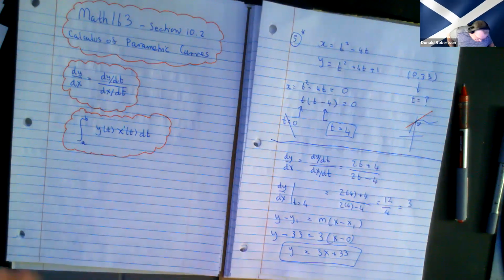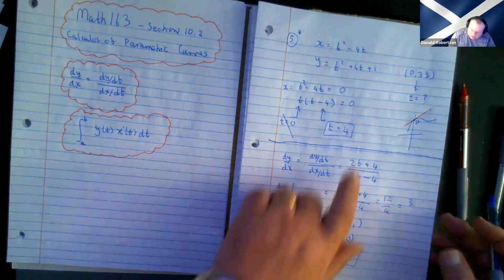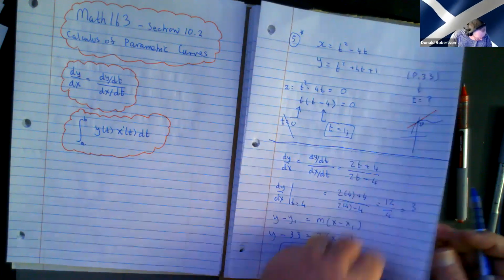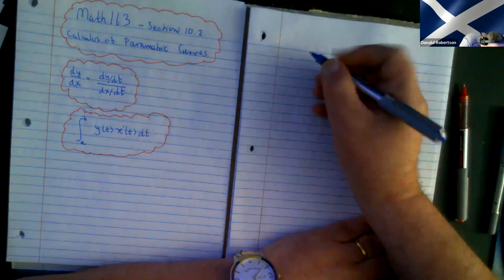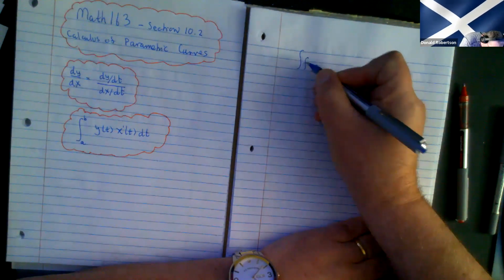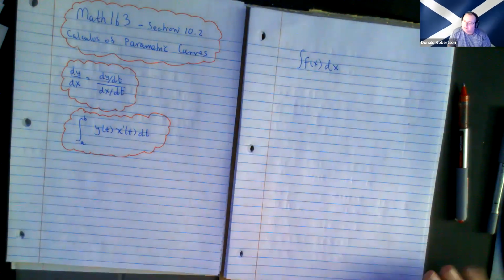Now, to explain where that formula came from, if I went and set out a normal integral in the good old Cartesian format, wouldn't it look like that?